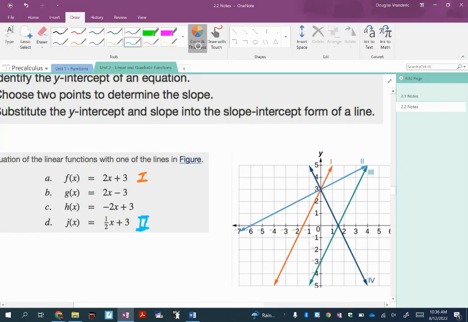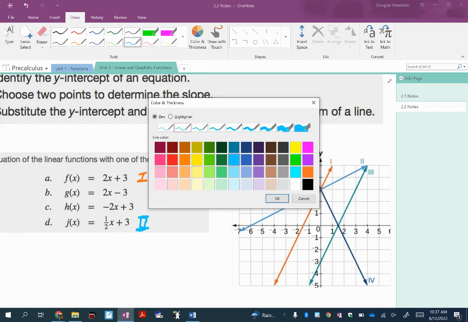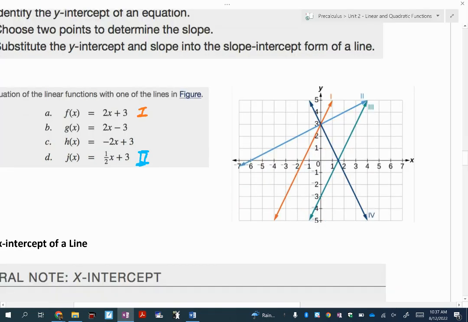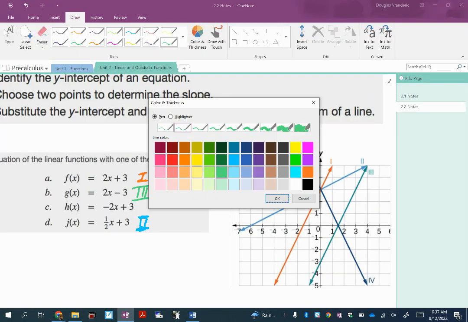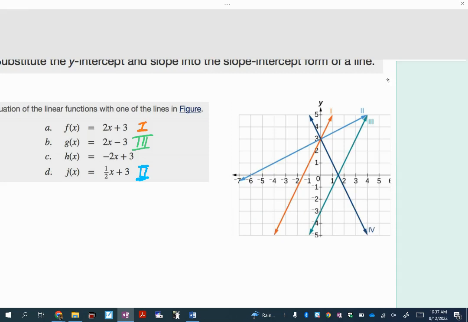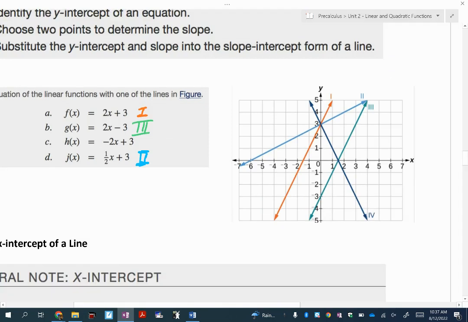Then number 3 is kind of a turquoise. I don't really know if I have that one. I guess I'll go with this. It's kind of like a green. And that y-intercept is at -3 with the same +2 slope. So this is going to be Roman numeral 3. And finally, 4, I'll just call that like a navy blue or almost a purple. And this has a y-intercept at +3, but a negative slope in terms of that one. So -2 is the slope. So that's Roman numeral 4.